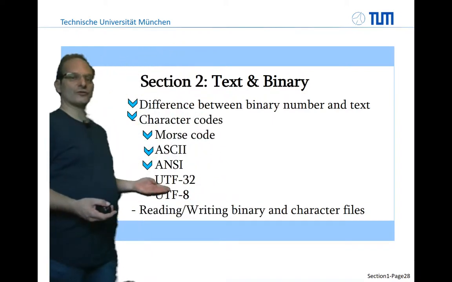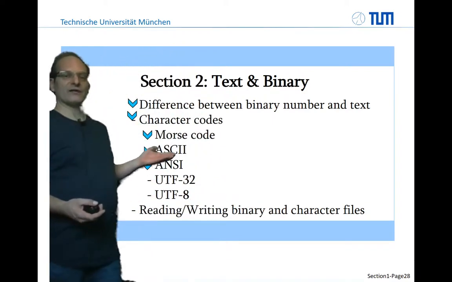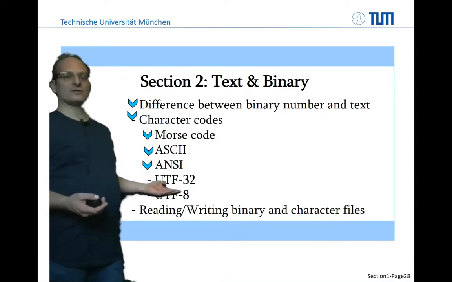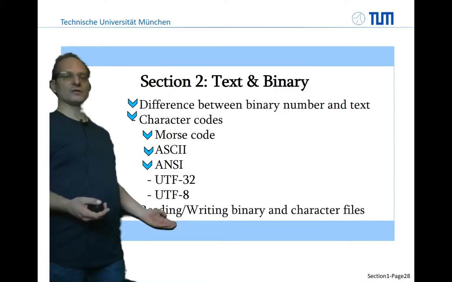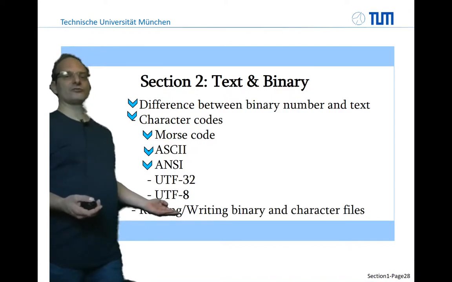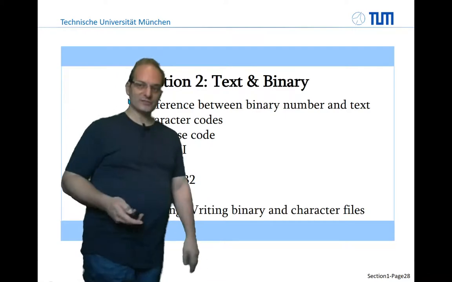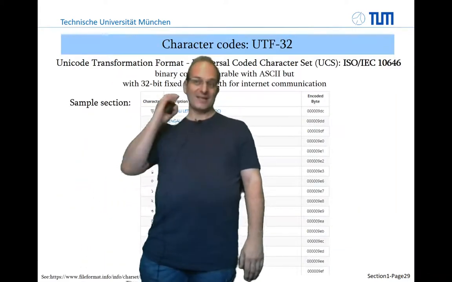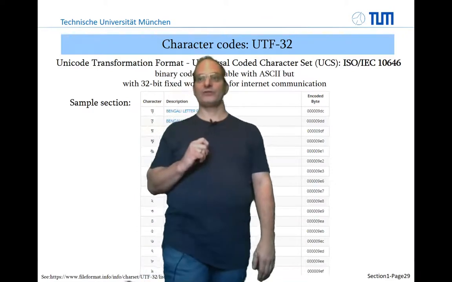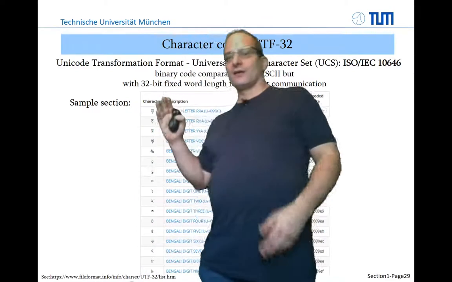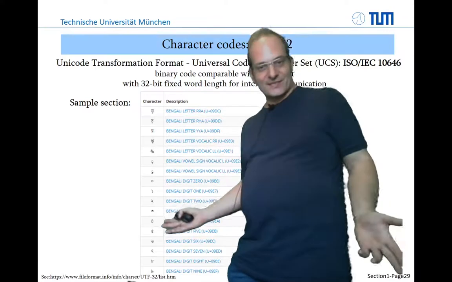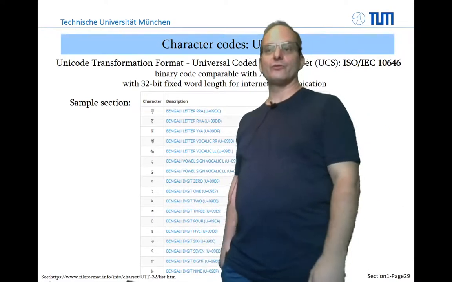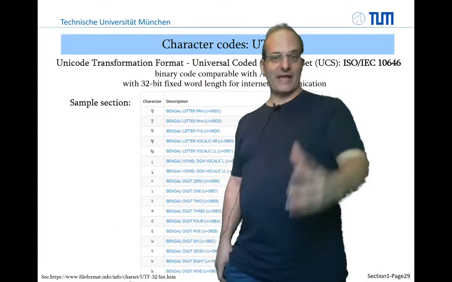And there are two differences. Again, like here, a fixed length or a variable length code. A fixed length code is the UTF-32. And a variable length code is the UTF-8. There are different others, but I want to show you just these two. Let's have a look into the 32-bit code. It's nothing else than the ASCII code with a fixed length, but just using 32 bits instead of 8.